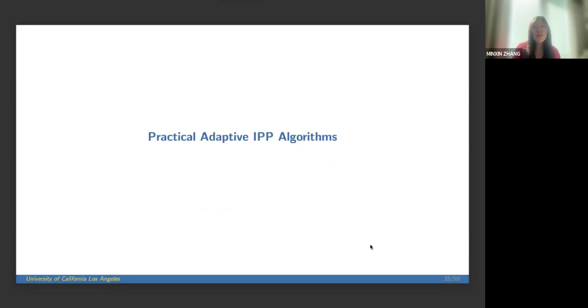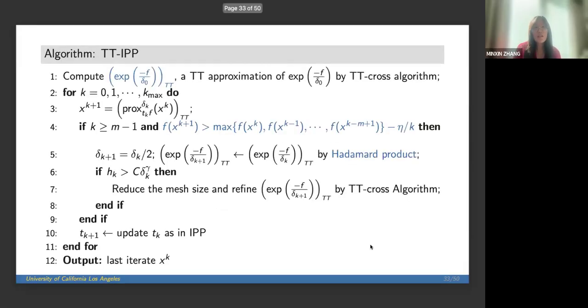proximal operator estimation. So now that we have the general framework, and we have Monte Carlo and tensor train methods to estimate the proximal operator, we combine these two things together to propose two practically efficient adaptive IPP algorithms. The first one is TT-IPP, which is based on the tensor train approximation of this function psi. Initially, we construct this TT, which is a low-rank tensor approximation, and then we use this to estimate at each iteration.